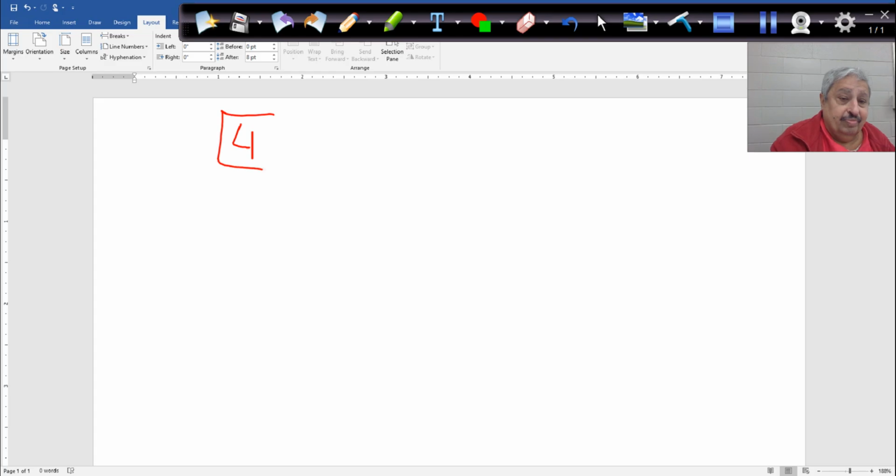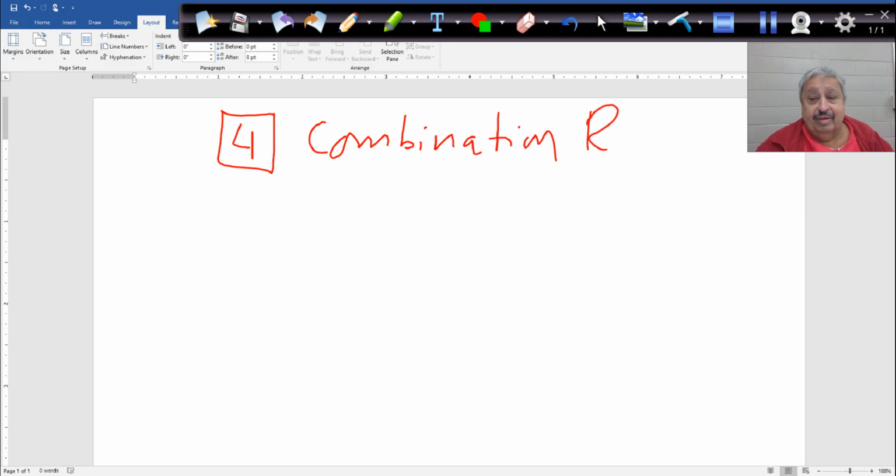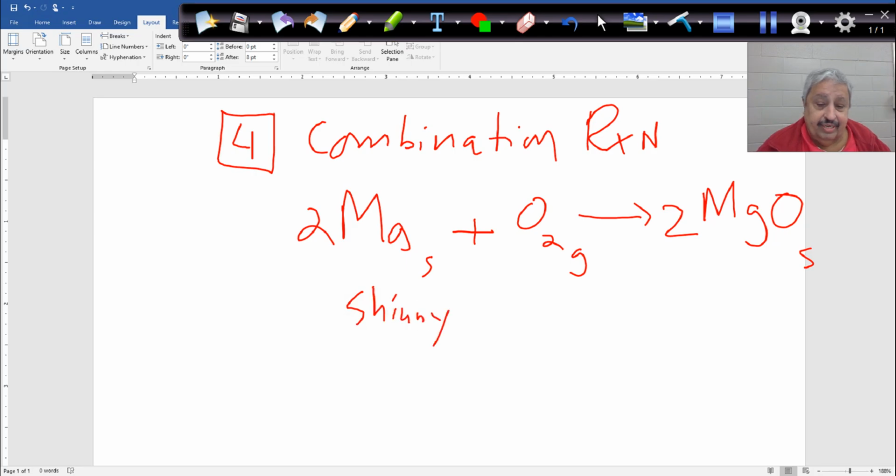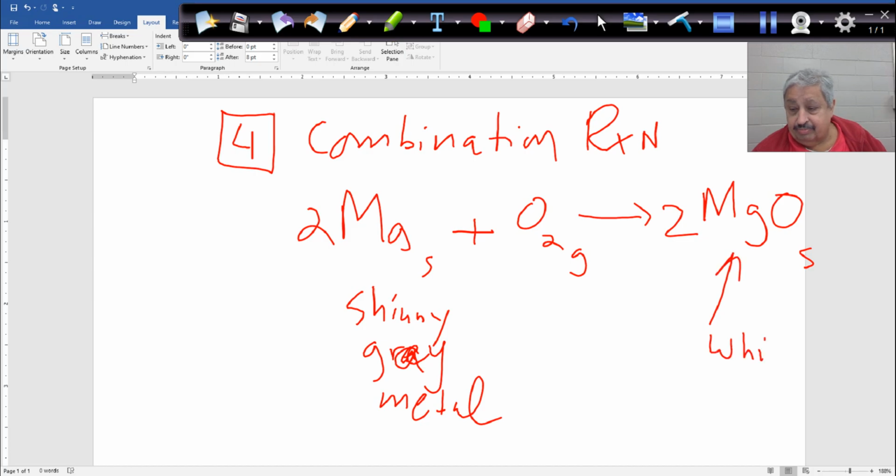Number 4, combination. We did that very nicely with the firework type of reaction. Took magnesium, solid. We burned it in pure oxygen gas, and we got this white solid. So this is a shiny gray metal, and here is a white precipitate, white powder, and it gave off a lot of UV light.